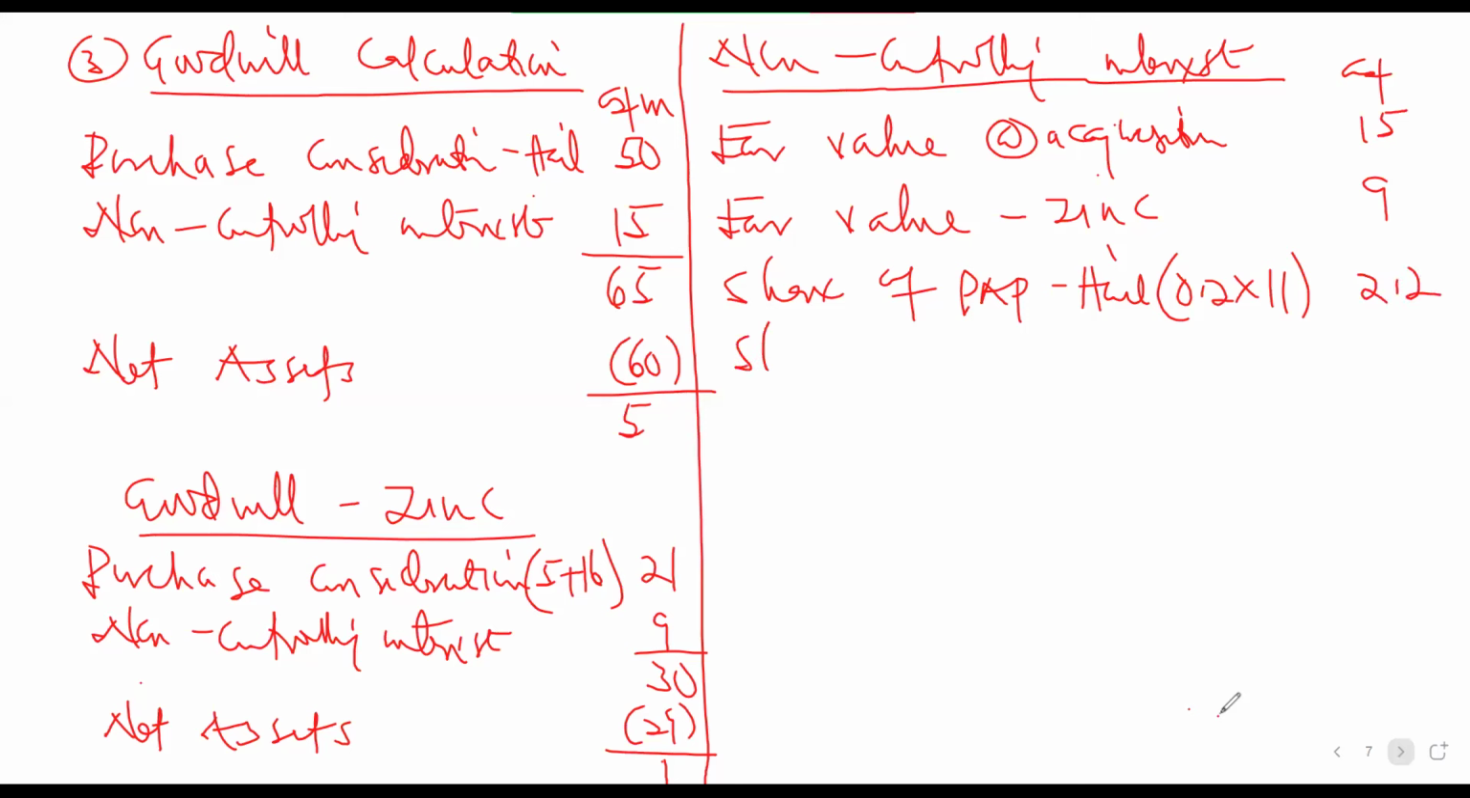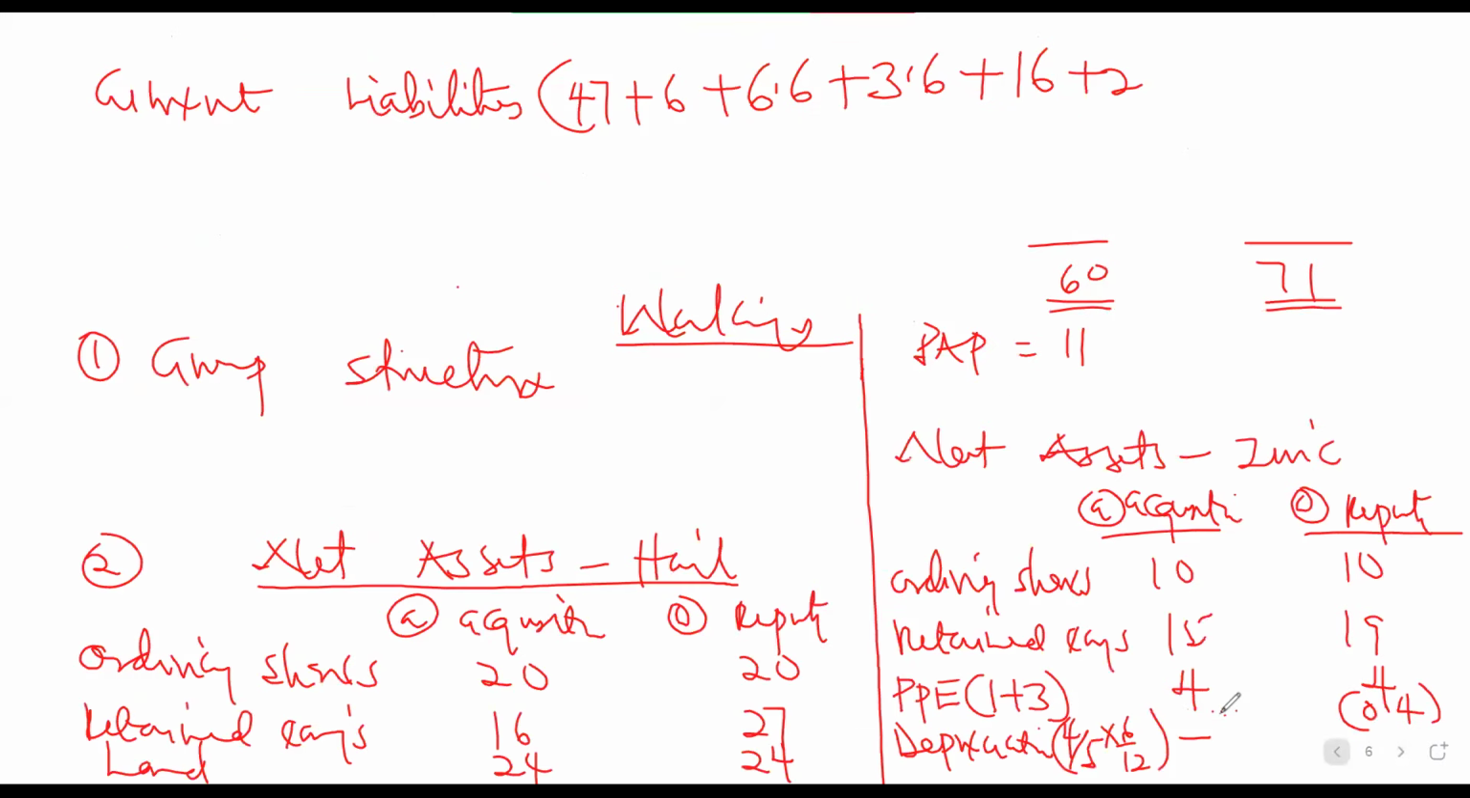Let's count to the share of post-acquisition profit for Zinc. Let's go and calculate that. Okay, the NCI will have 40% there. So what will be the share of the post-acquisition profit for them? That will be 19 minus 15, multiplied by 0.4. I'm having 3.6.